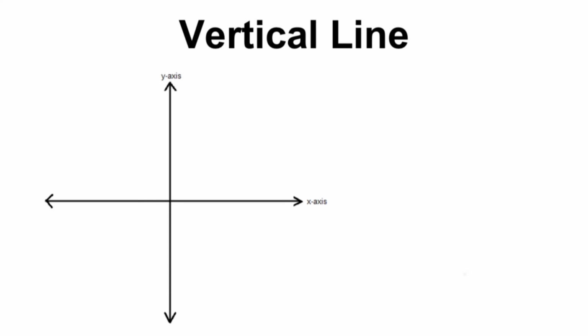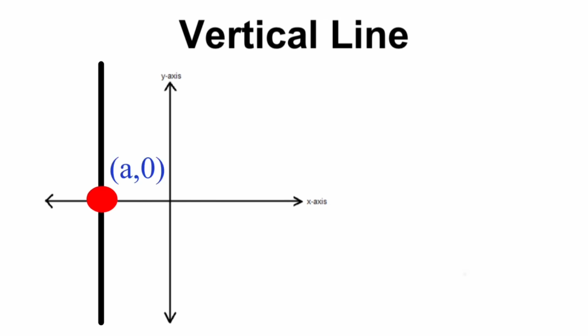The next form is the vertical line. Whenever we see a line that is vertical and touches the x-axis at (a, 0), this is our x-intercept. The equation for this line is x equals a. Again, a is the x-intercept. Now let's move on to the next form.